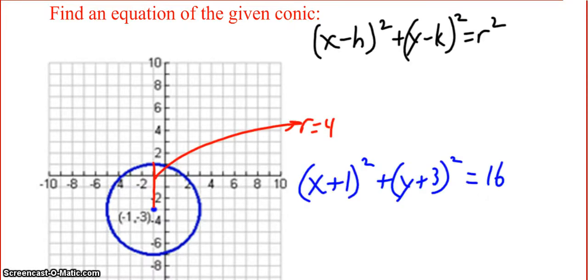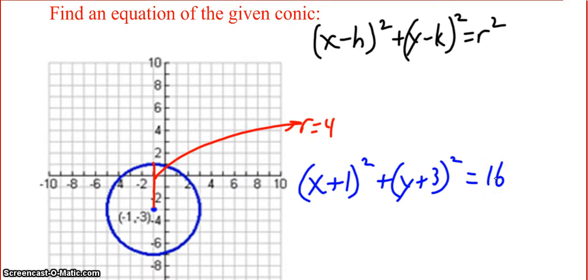Alright, so hopefully you identified this is a circle, which we talked about anyway. The center is the point negative 1, negative 3, so I'm going to have x plus 1 squared plus y plus 3 squared. And then from there I go every direction a distance of 4, so the radius is 4, therefore the radius squared is 16. So my answer is x plus 1 squared plus y plus 3 squared equals 16.